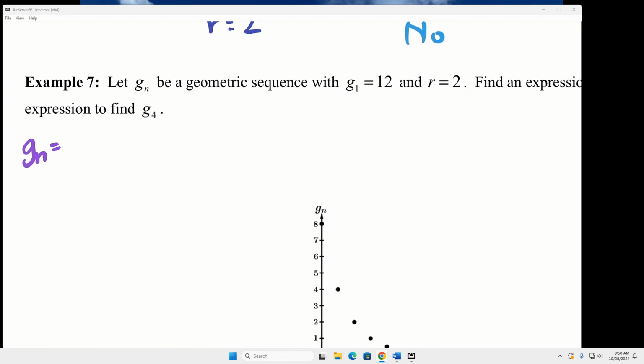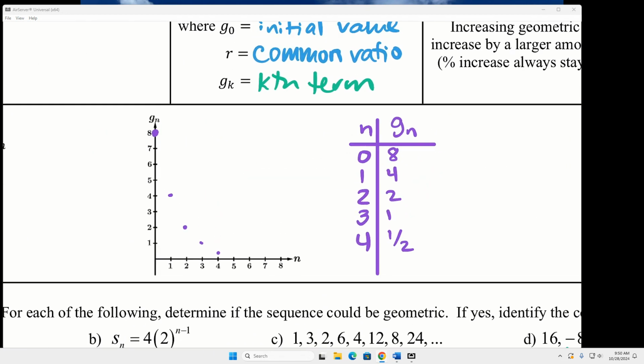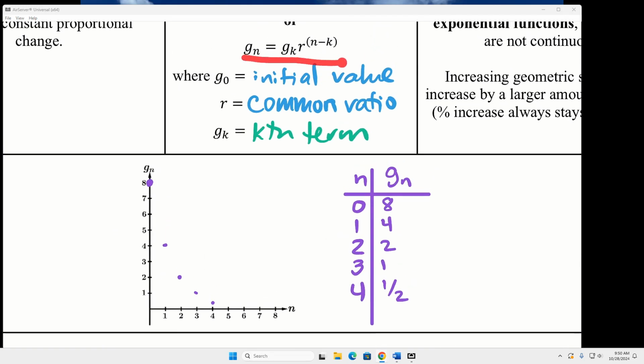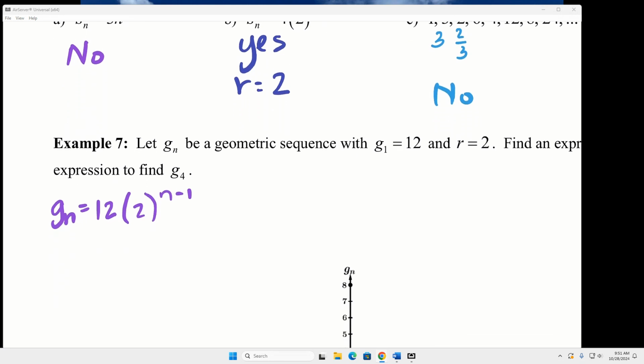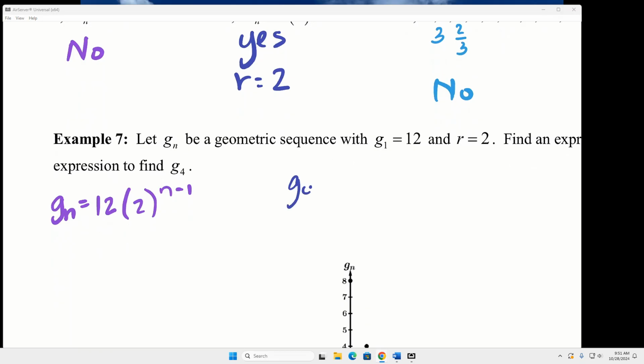All right, so since we're not given an initial value, I personally would just go straight to this form, where G sub n is going to be whatever we get for that first term, which is 12, times your common ratio, raised to the n. And then what should I subtract from the n for this term? 1. All right, and then from there, I'm going to find the fourth term by plugging 4 in for n.